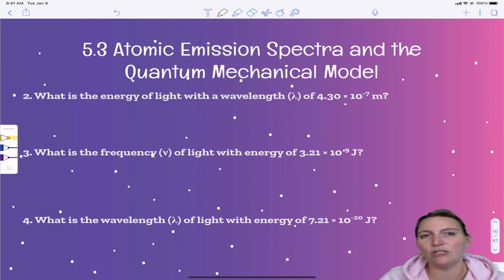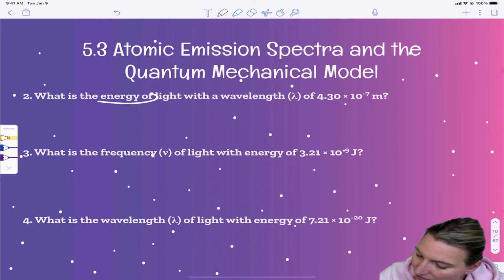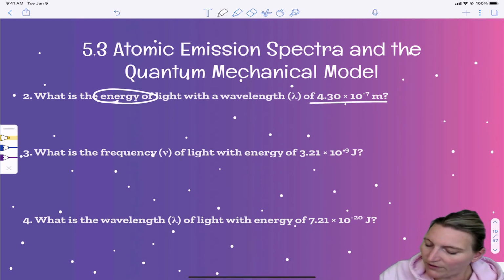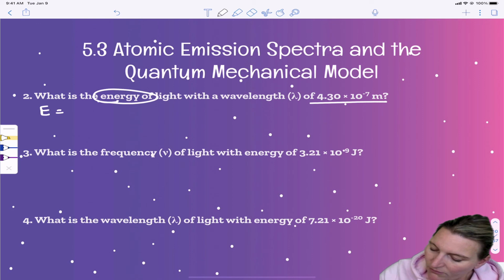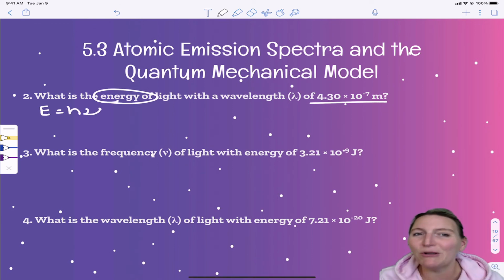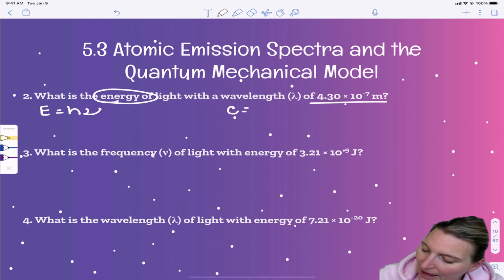What is the energy of light with a wavelength of 4.3 times 10 to the negative 7 meters? Again, circle the do, underline the clue. The question is asking for energy, so of course I write the formula for energy. Energy equals Planck's constant times frequency, but I'm not given frequency, I'm given wavelength. So what do I need to do? I need to convert from wavelength to frequency using the formula that we learned in the last video.